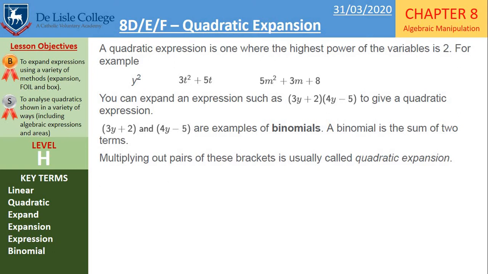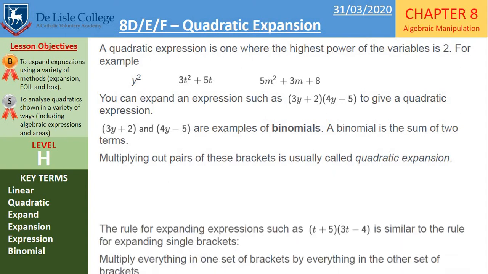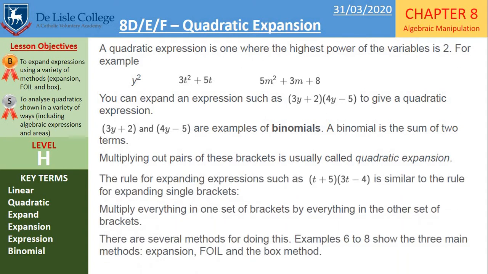Now, each of those brackets are called binomials, and a binomial is the sum of two terms. So multiplying out these brackets is what gives us a quadratic expression. And the rule for this is similar to the rule for expanding single brackets. Everything in the first bracket needs to be multiplied by everything in the second bracket. There are several methods, and we're going to look at 3 of those.